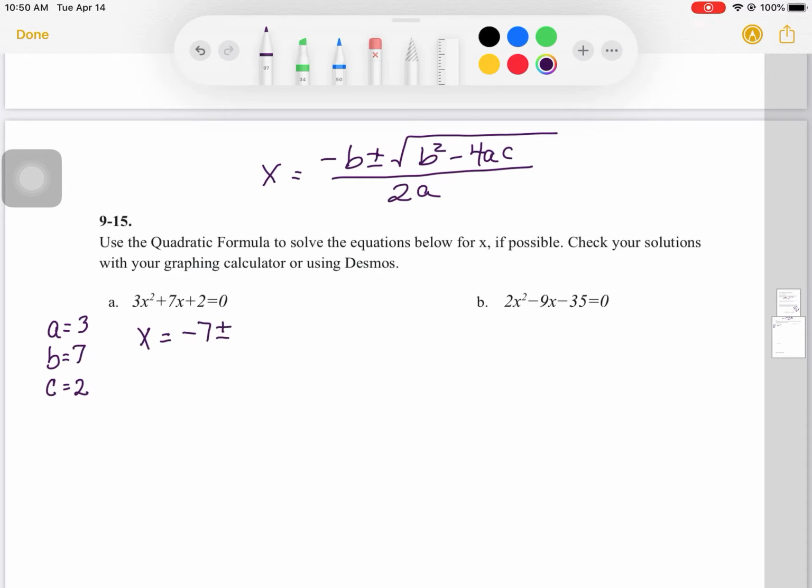So the very first step would say the opposite of b, which is 7, plus or minus the square root of. I'm going to take b, which is 7, and square it. Notice I put that in parentheses. Minus 4 times 3 times 2. 4 times a times c, all over 2 times 3.